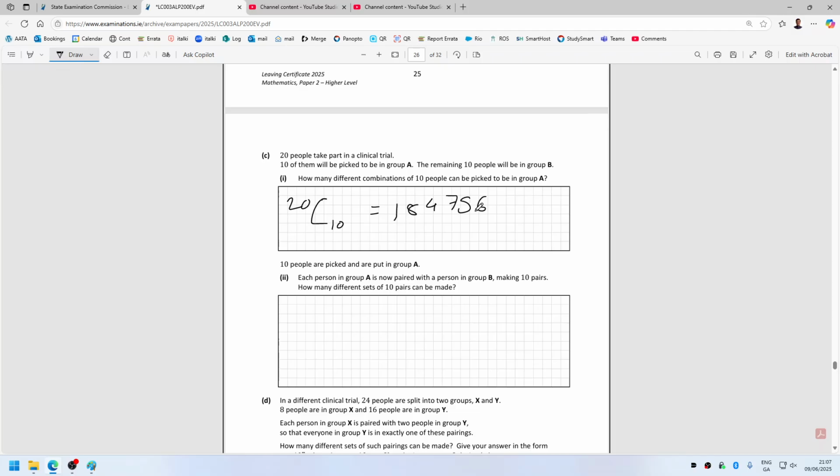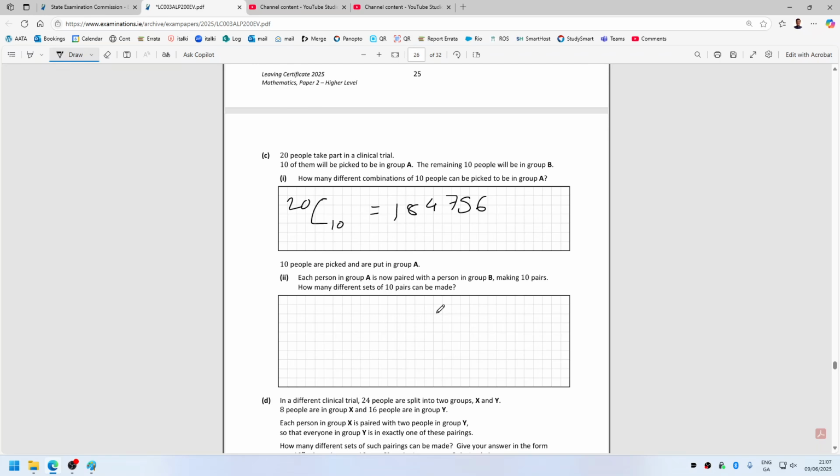The remaining 10 will go into group B. Each person in group A is now paired with a person in group B, making 10 pairs. How many different sets of 10 pairs can be made? Okay, now that's different. That is 10 factorial, maybe.